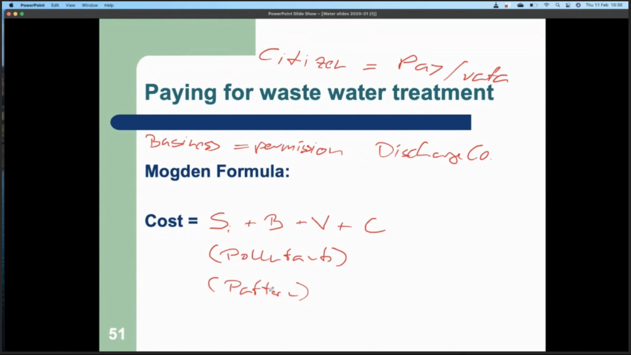But there's nothing they could do for that. My boss used to say, oh, we just pay more. But they can't charge you more for it because it's not included in the Mogden formula. So things like this, like other pollutants and the pattern, that's only described.